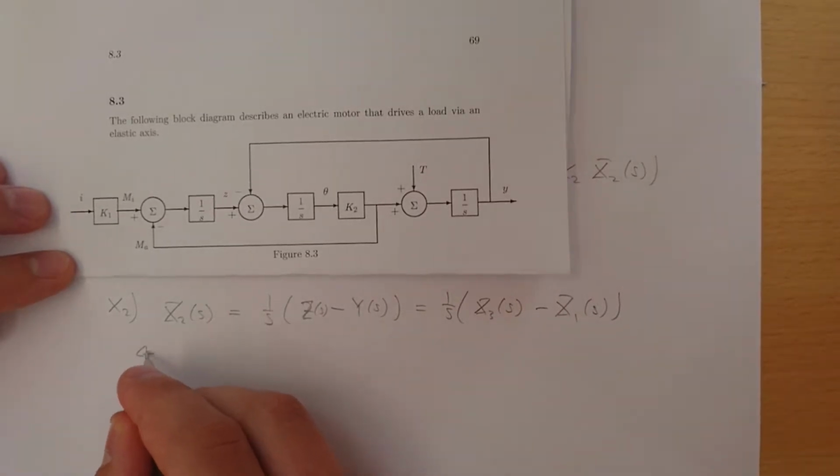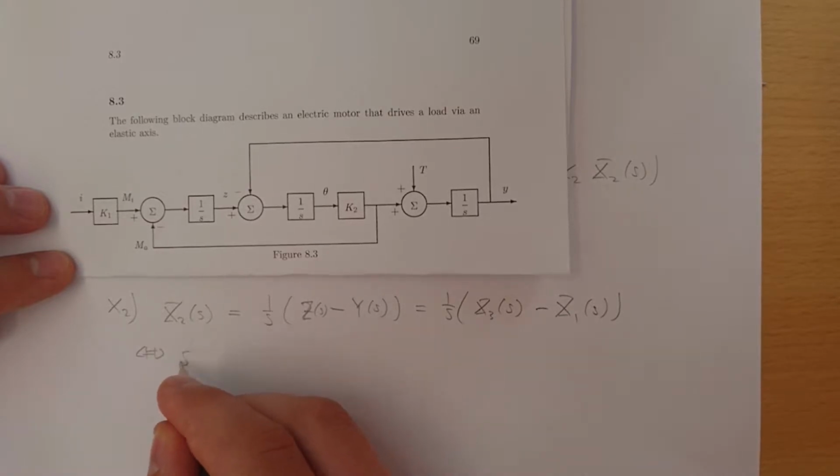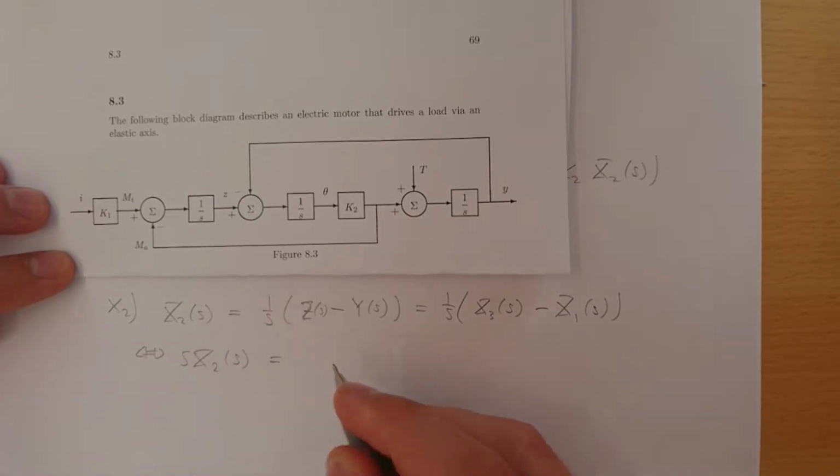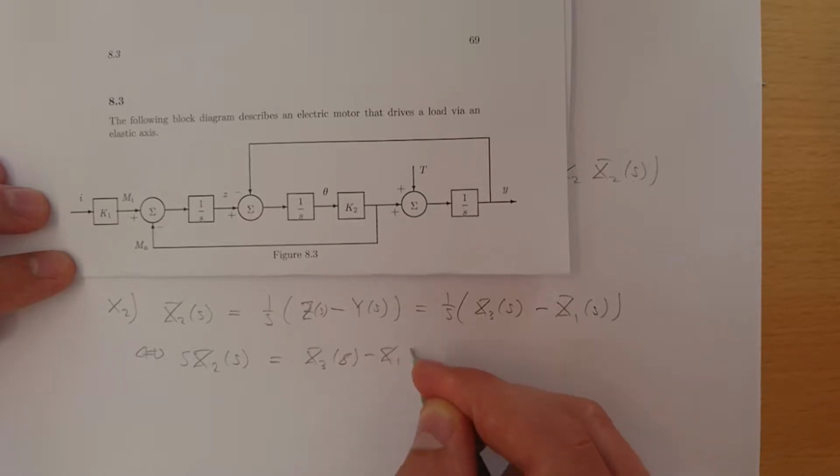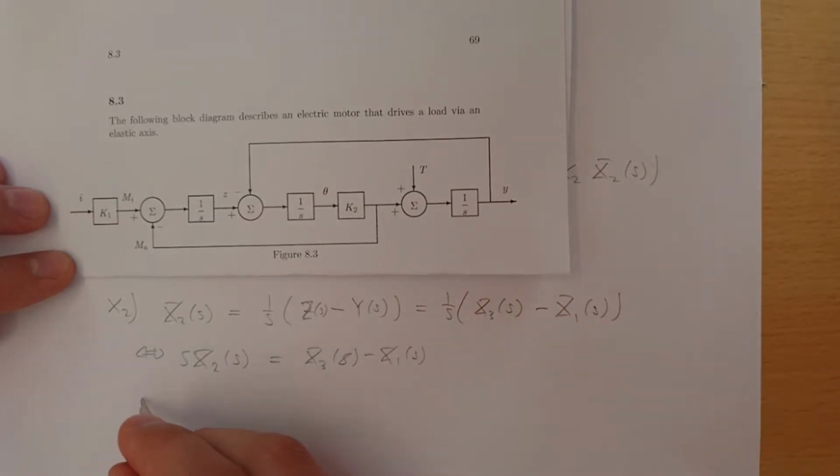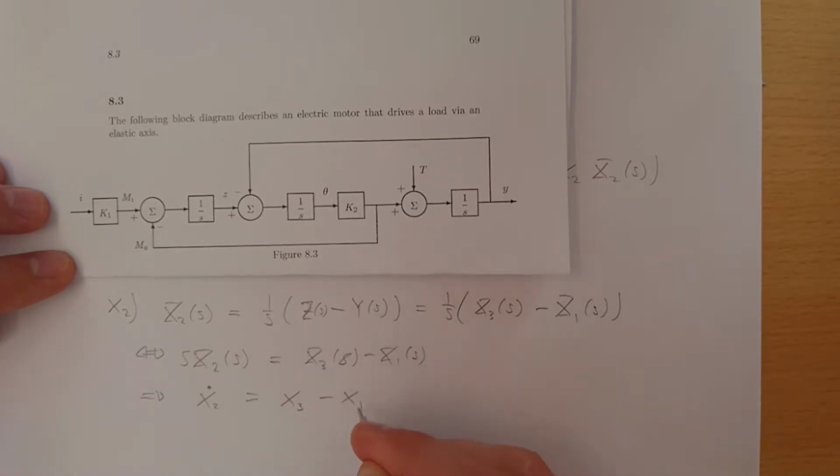And then we're doing exactly the same thing here as we did in the first case. So we multiply with s to give us s times x2 of s is equal to x3 of s minus x1 of s, and if we make an inverse transformation here, we get x2 dot, the time derivative of x2, is equal to x3 minus x1.